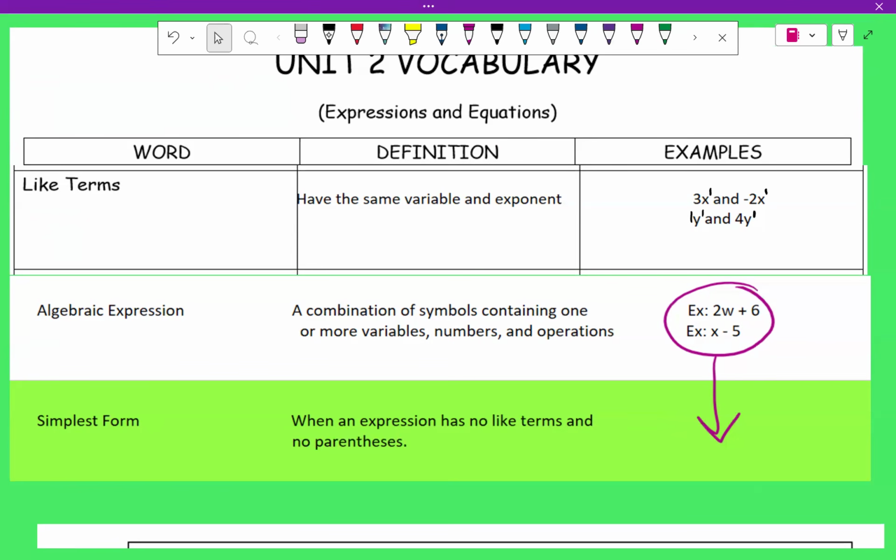Finally, simplest form. When an expression has no like terms and no parentheses remaining, we know that our expression is in simplest form. You can use the same example for both algebraic expression and simplest form. Pause the video and write down these three vocabulary words.